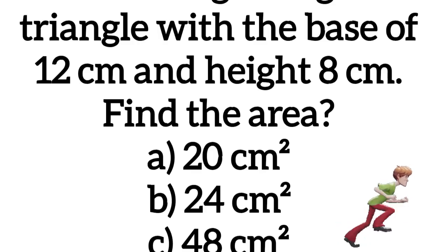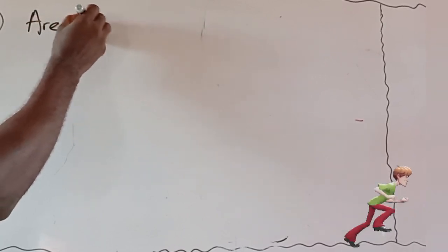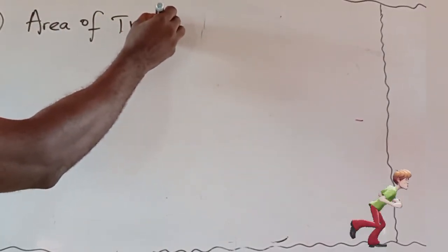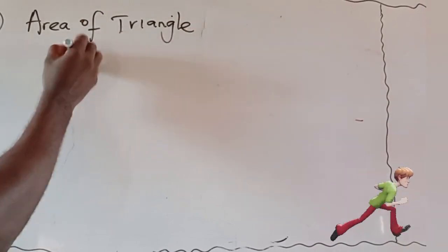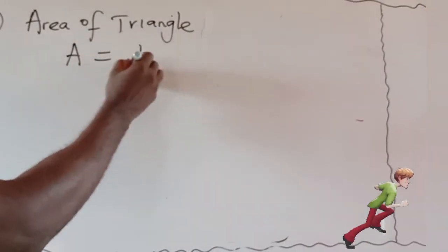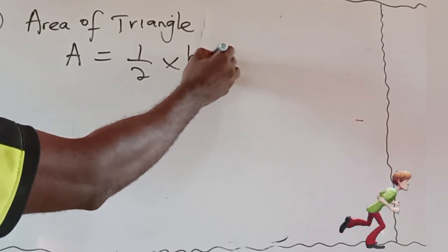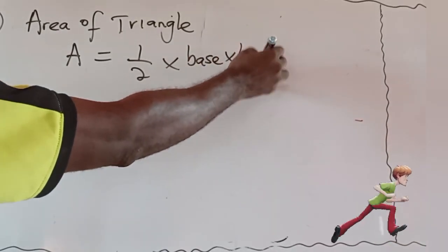God bless you. A triangle. Given that a triangle has a base of 12 centimeters and a height of 8 centimeters, find the area. Now let's do it together. When you have something like this, area of a triangle, don't forget that I said half base times height. Area of a triangle is half base multiplied by height.